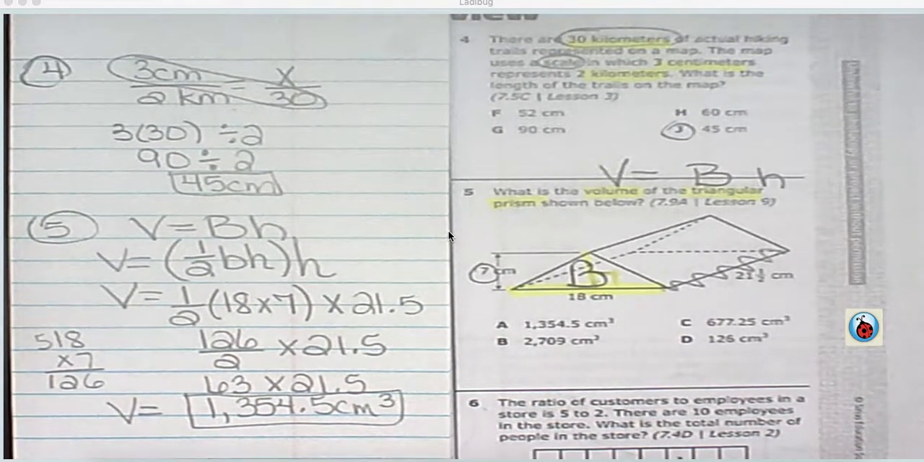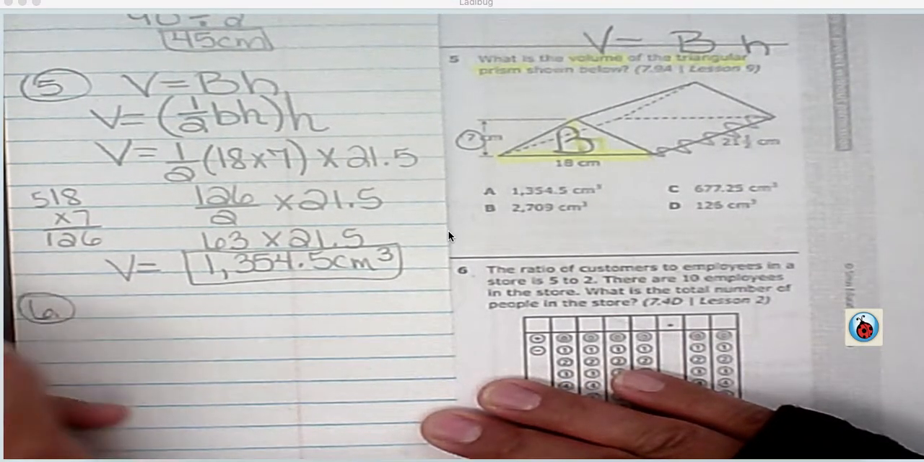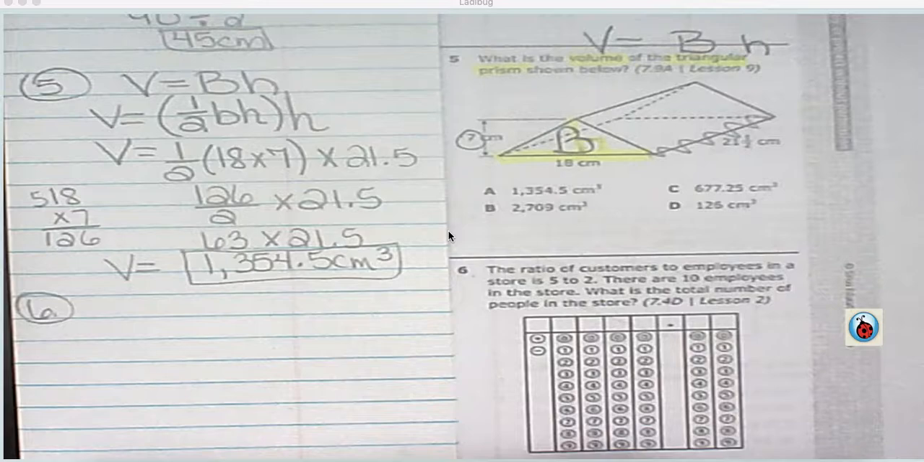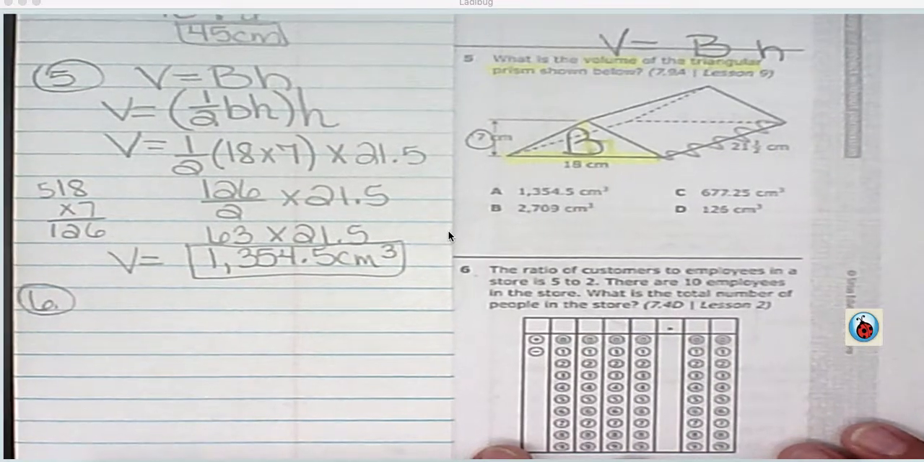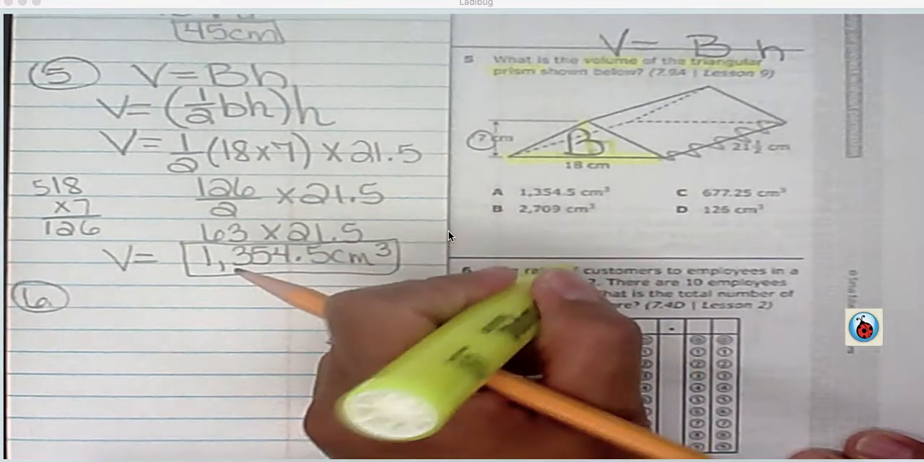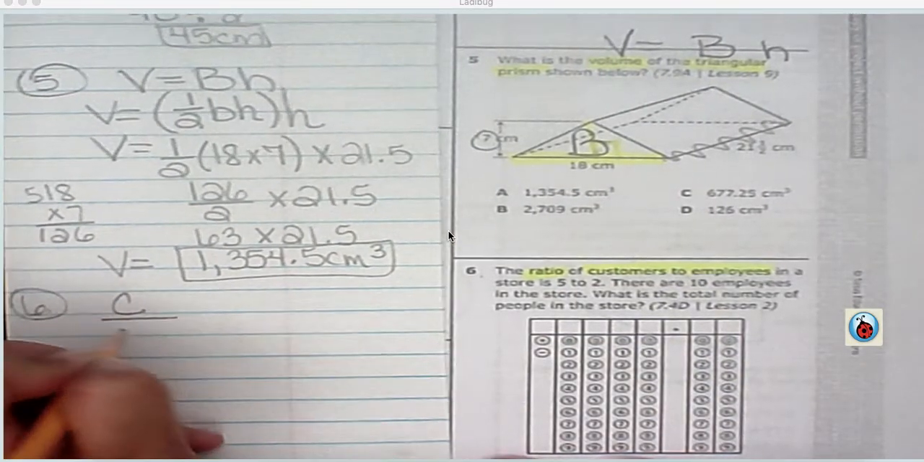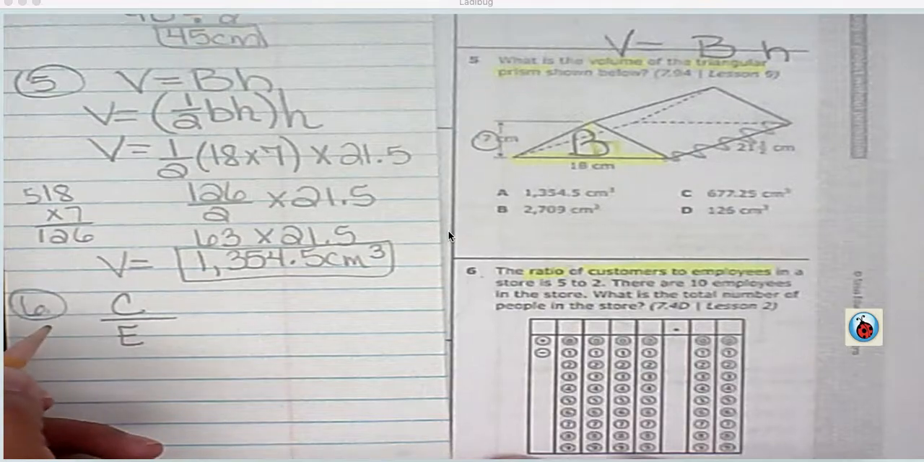Number 6. And remember, you can always stop the video so you can copy your notes. The ratio of customers to employees. There's the vocabulary, the ratio, customers to employees. I'm going to go ahead and write that down. Customers to employees in the store is a 5:2.